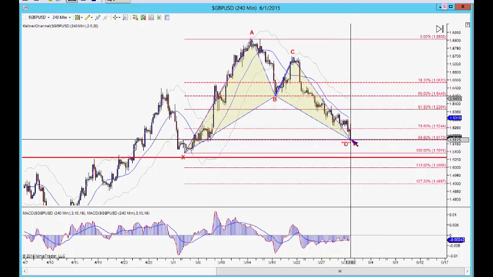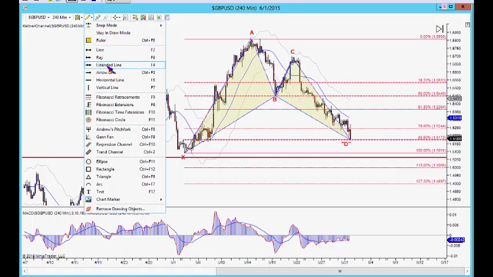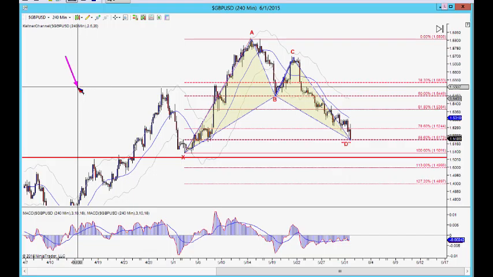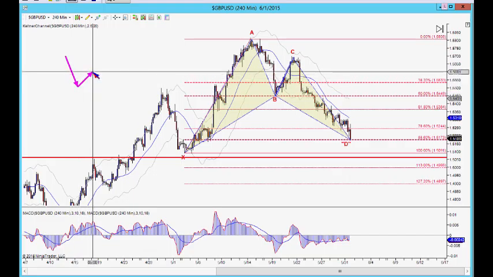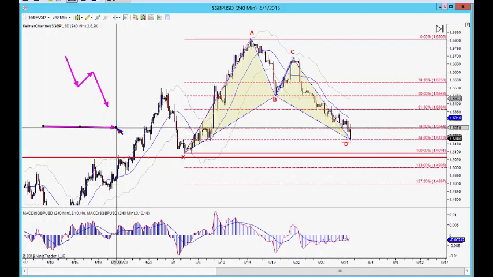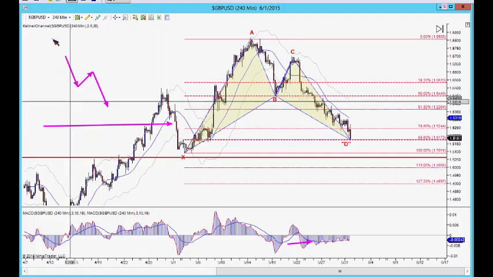So right here is your D point. This is your buy area. A couple things you want to look at when you're looking at entering into a harmonic pattern is right here. So if we take it to the lower time frame, you could have this. That little push down, and then your oscillator, which is this below, would look something like this.